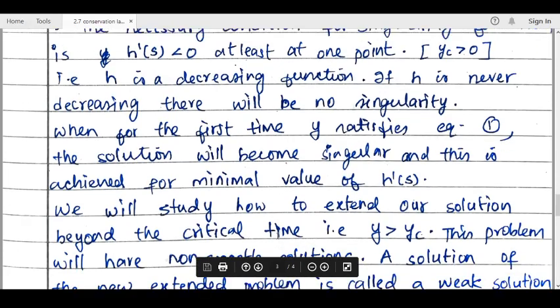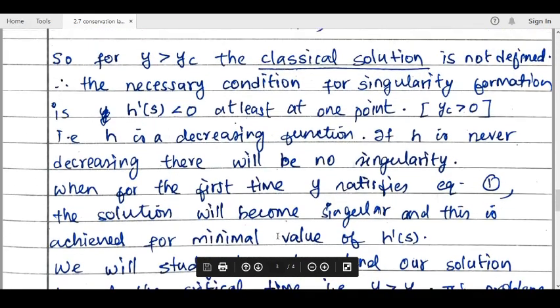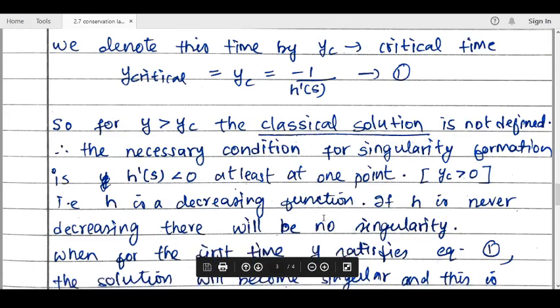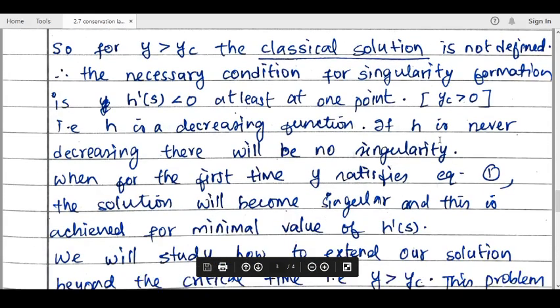And you can see that here I have written if y is greater than yc, that is after the critical time, the classical solution is not defined. So the necessary condition for singularity formation is that h dash of s is less than 0. That is, if h dash of s is less than 0, then this becomes negative, so y becomes positive. y is time, so it should be positive. And h dash of s less than 0 implies that h is a decreasing function. Now if h is never decreasing, there will not be any singularity. But in real world problems that never happens. We always get a singularity.